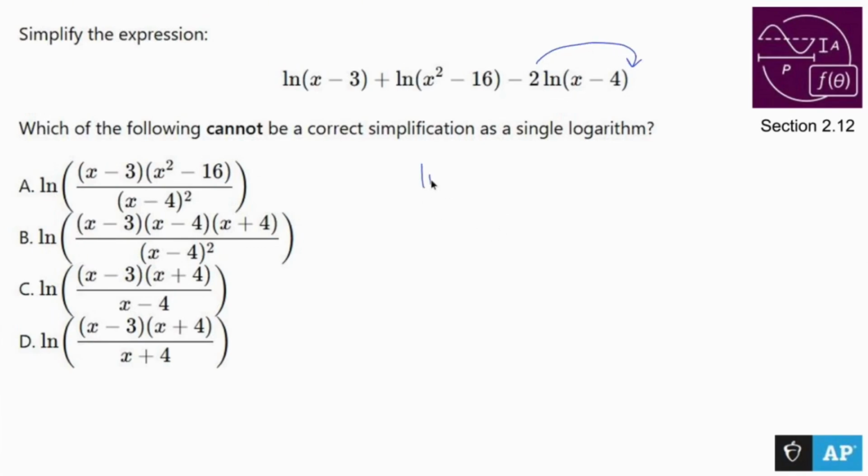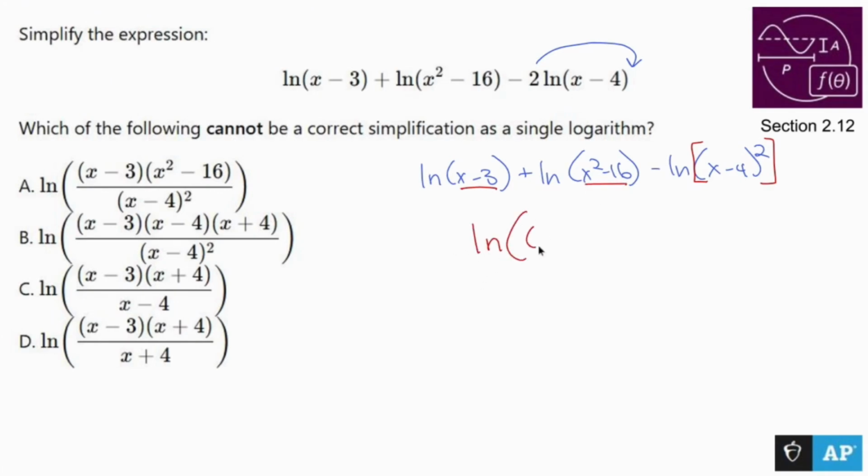So I can make this ln of x minus 3, nothing changes there, plus ln of x squared minus 16, nothing changes there, minus ln of x minus 4 squared. Maybe what I'll do to make this appear a little cleaner is add another round of parentheses there. Now, when adding ln's or logs of the same base, you multiply the inside. So we're going to multiply x minus 3 and x squared minus 16. So ln of x minus 3 times x squared minus 16.